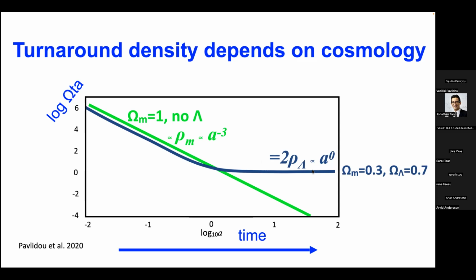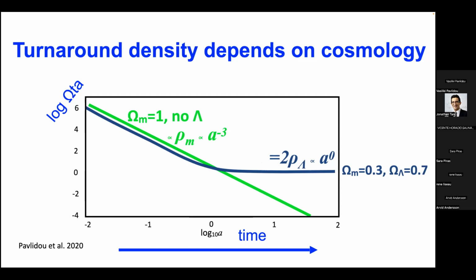And at late times, the turnaround density also does not change with time. It's a cute result of the spherical collapse model that at late times, the turnaround density becomes exactly twice the density of vacuum energy of the cosmological constant. So you know where it's going.